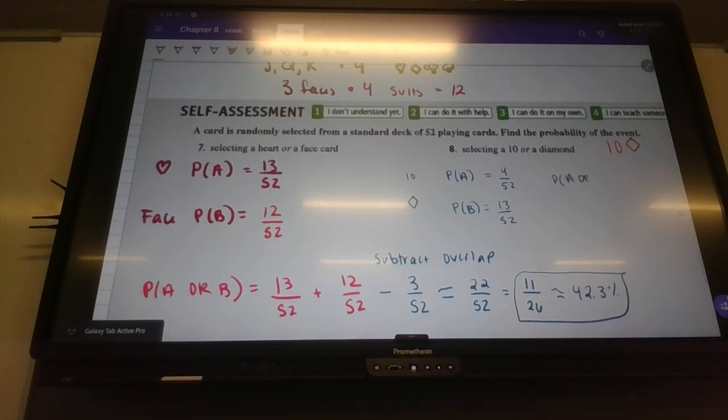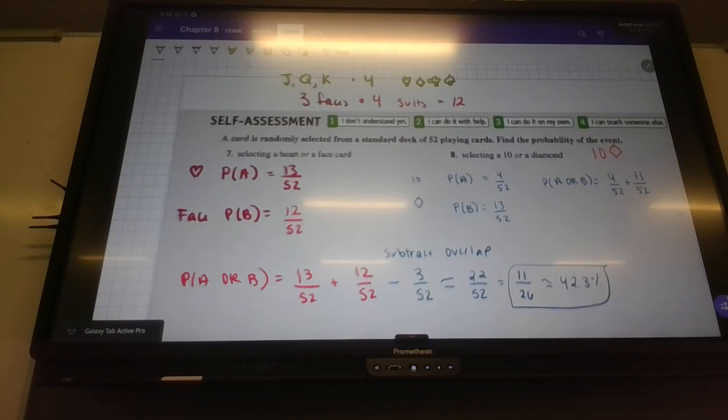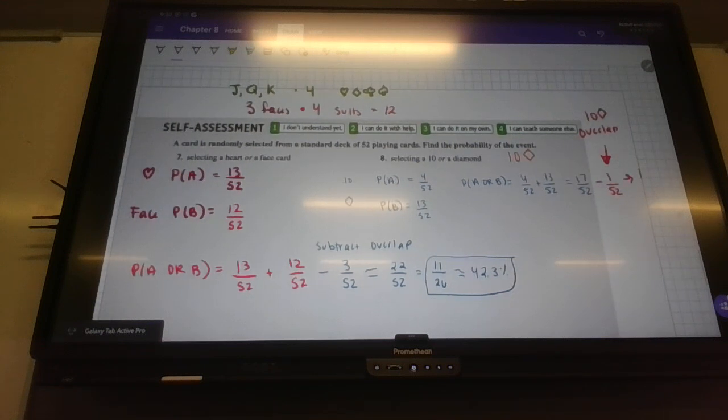So the probability of A or B would be all 4 10s plus all 13 diamonds. That's 17. But we have to take away the 10 of diamonds. It was counted twice. So subtract the overlap. That's the 10 of diamonds that has been counted for both criteria. And our answer is 16 out of 52, which, both of those divide by 4.